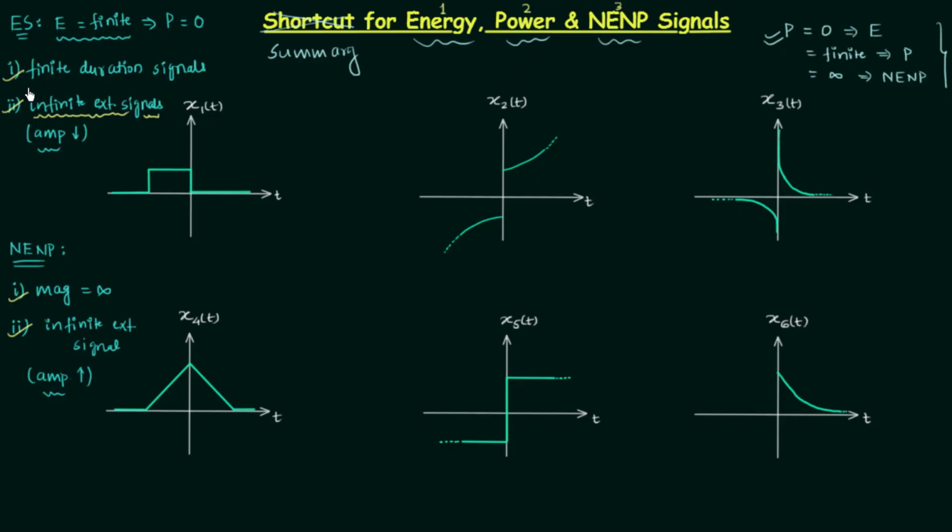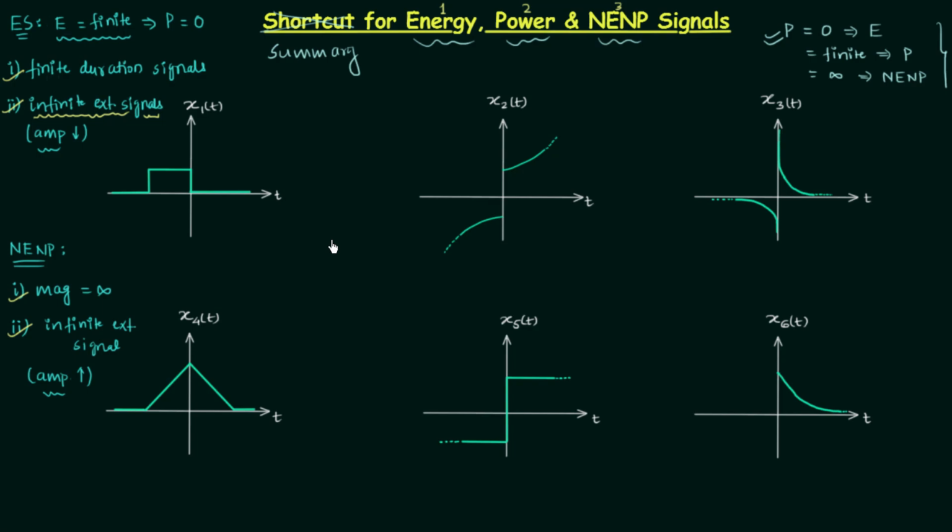Simply find out if the signal is a finite duration signal or not, if it is an infinite extension signal with decreasing amplitude or not, if the magnitude is equal to infinity at any one instant or not, and if the infinite extension signal is having increasing amplitude or not. If all these four conditions are not satisfied, then we can say that the signal is a power signal.